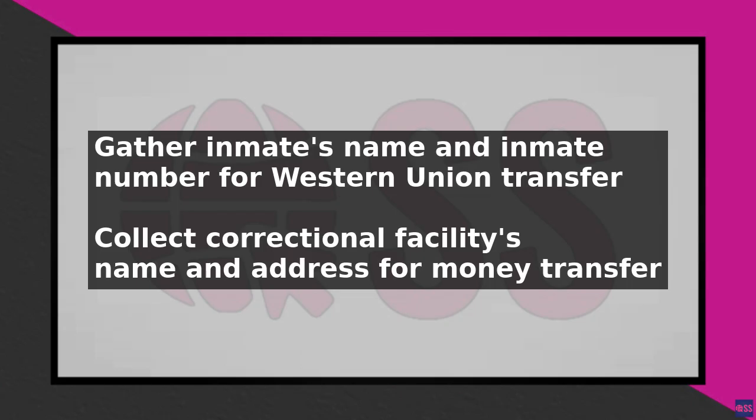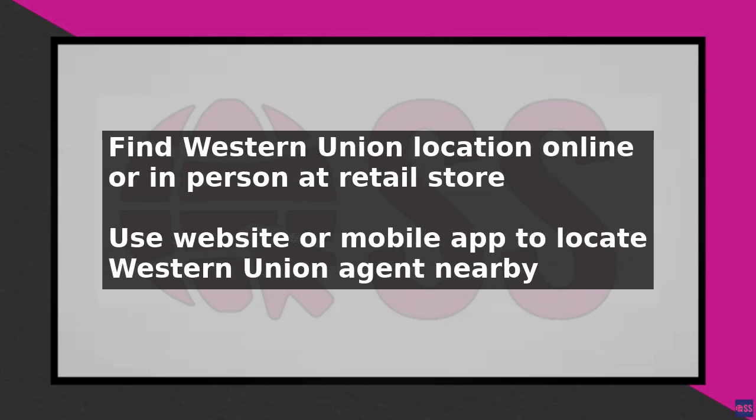Next, find a Western Union location near you, either online or in person. You can use their website or mobile app to locate an agent. Alternatively, you can visit a participating retail store such as a grocery store or pharmacy that offers Western Union services. Once you have found a location, proceed to send the money.